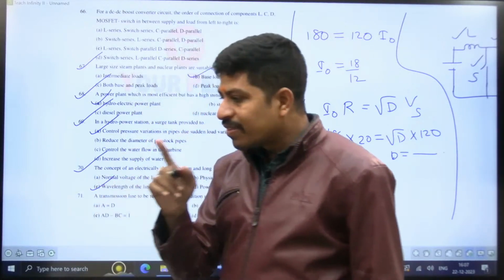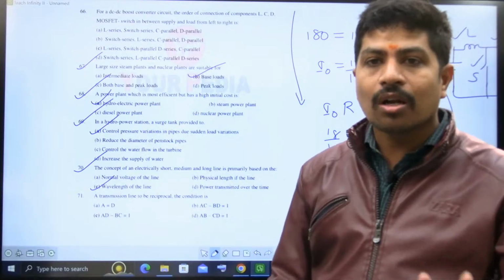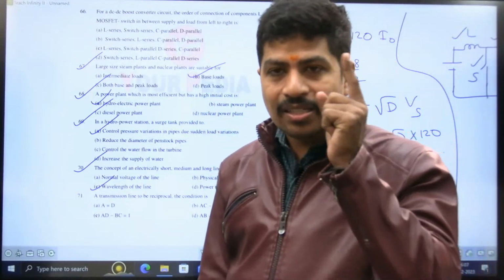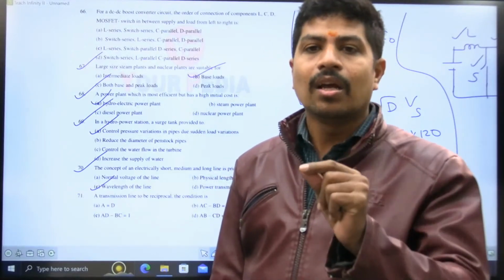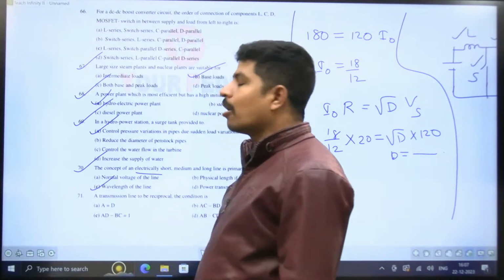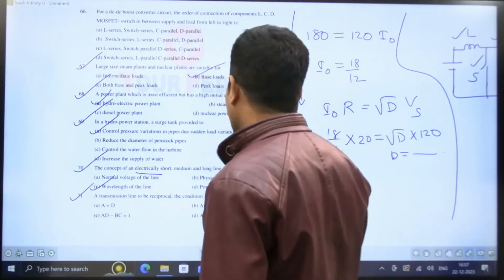Physically short is different, electrically short is different. Electrical short, medium, long. There is no medium in electrical. Electrically, either there is short or long, but not medium. Electrical length means wavelength. Whenever you see the word electrical, you have to see the wavelength, but not physical length.